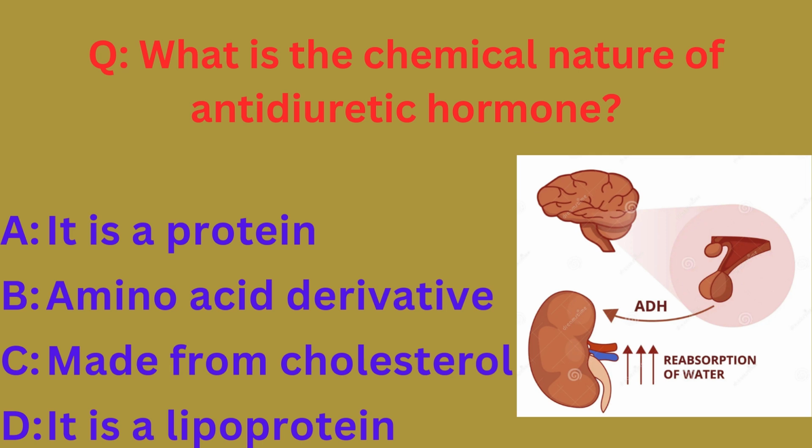What is the chemical nature of antidiuretic hormone? A. It is a protein. B. It is an amino acid derivative. C. It is made from cholesterol. D. It is a lipoprotein. So, the correct answer is it is a protein.